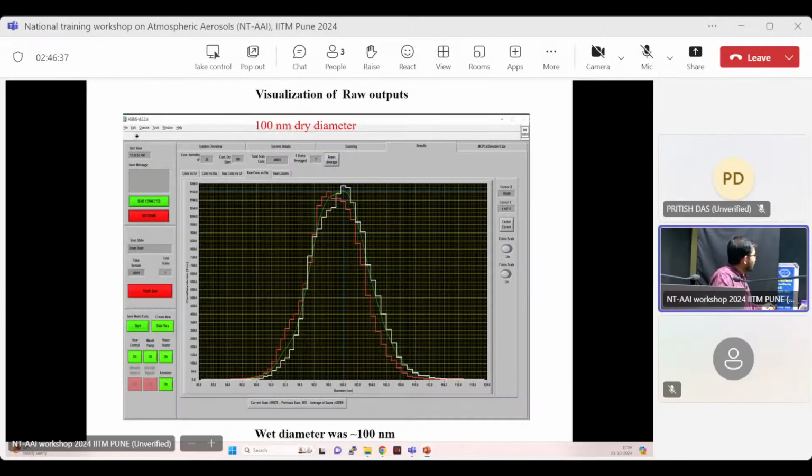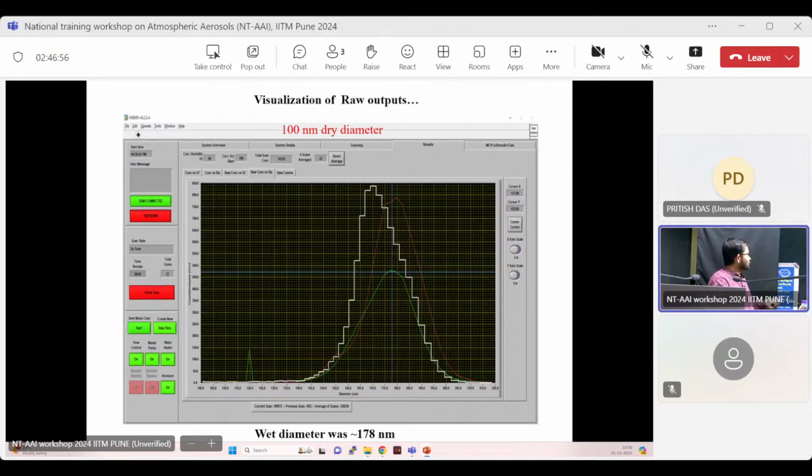This is the set point of 20% humidity we have set for a dry size of 100 nanometer. If you see the mobility diameter, it's around exactly 100 nanometer. So what does it mean? It didn't grow at all at 20%. When we expose the same aerosol particle at 90% RH, for the same size of 100 nanometer, it has grown up to 178 nanometer diameter. So there is an increase of 78 nanometer.